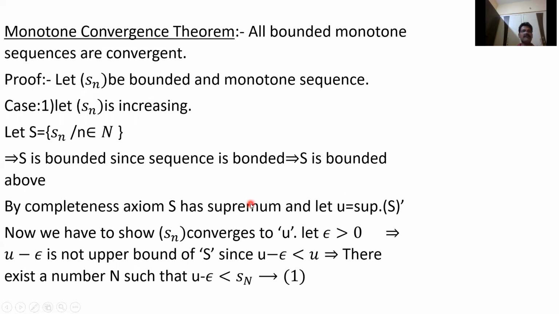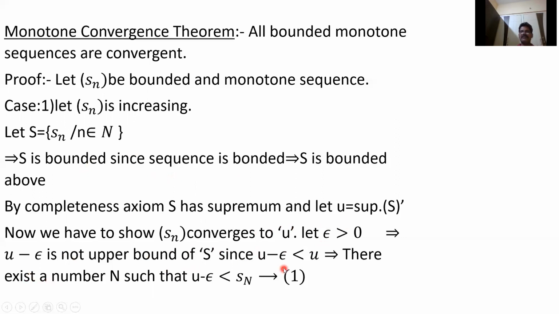So simple. First we let capital S equal the set of Sn with n belonging to N. S is bounded because the sequence Sn is bounded. Bounded means it is bounded above and below. So bounded above, by the completeness axiom, S has a supremum, and let U be equal to the supremum of S. Now we have to show Sn converges to U. To show this, let epsilon be greater than 0.